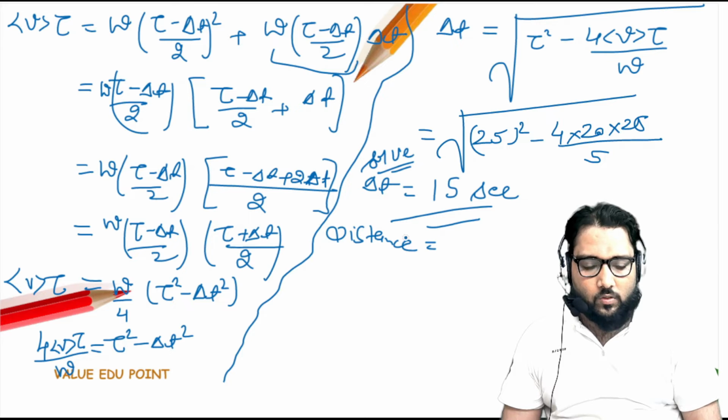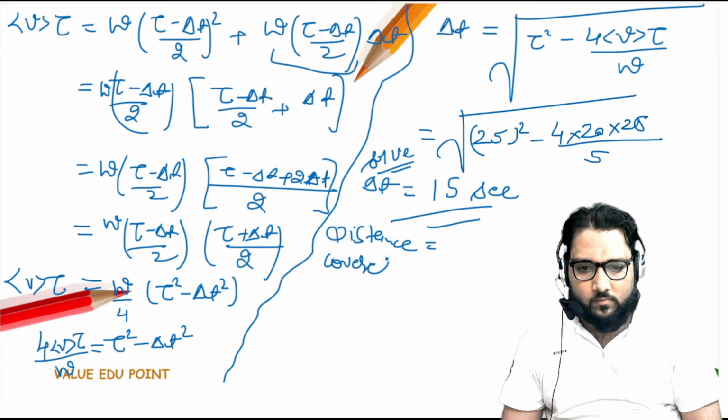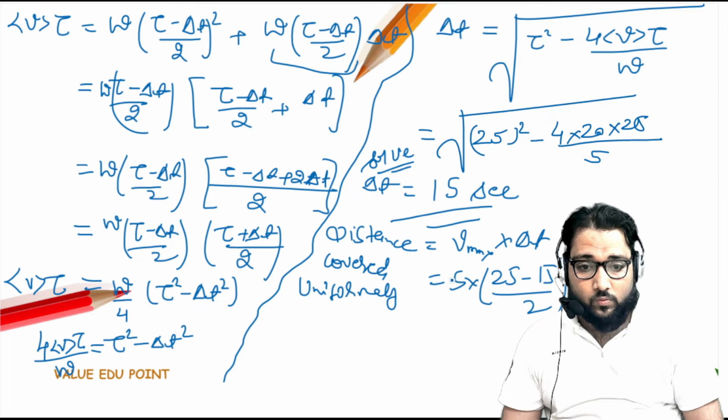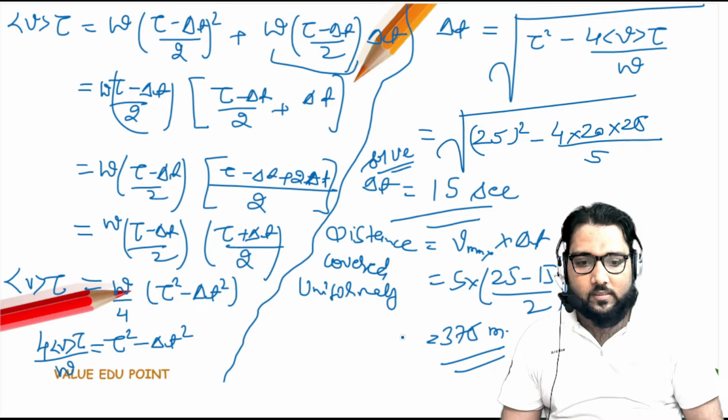The distance will be covered uniformly, that is v max into delta t. Okay, v max we know, the omega value 5, and total time, that is 25 seconds, and delta t, that is 15 divided by 2. This is omega t v max, and the time is 15. And this will come out to be 375 meter. Okay, guys, this is the distance covered in this journey.